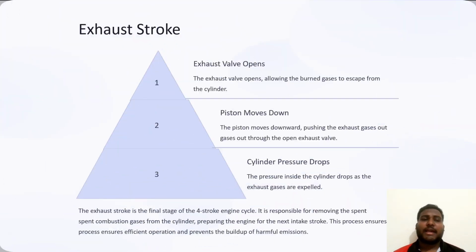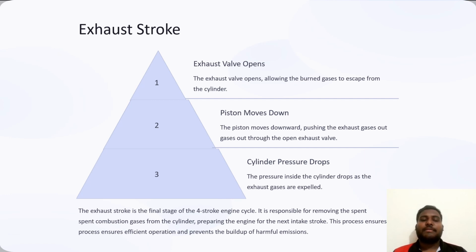At last, the exhaust stroke. In this exhaust stroke, the exhaust valve opens, allowing the burned gases to escape from the cylinder. The piston moves upwards, pushing the exhaust gases out through the open exhaust valve. Cylinder pressure drops. The pressure inside the cylinder drops as the exhaust gases are expelled.